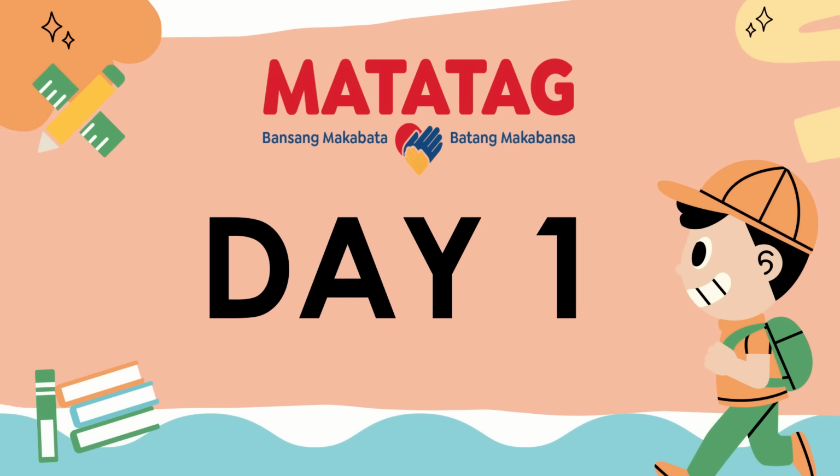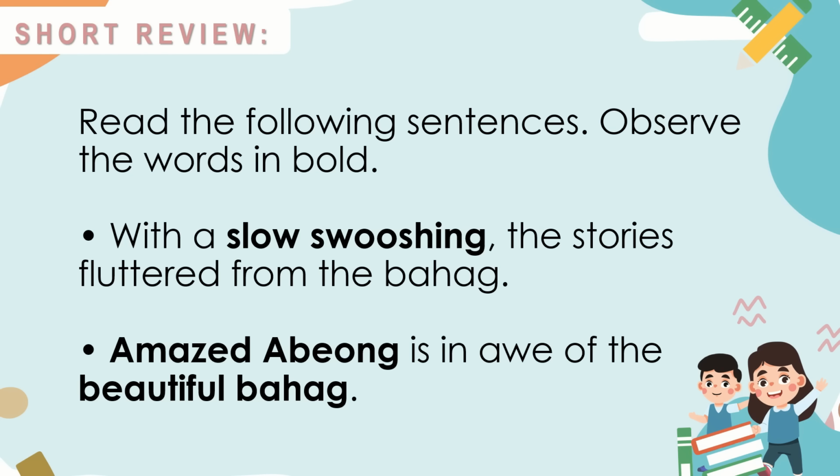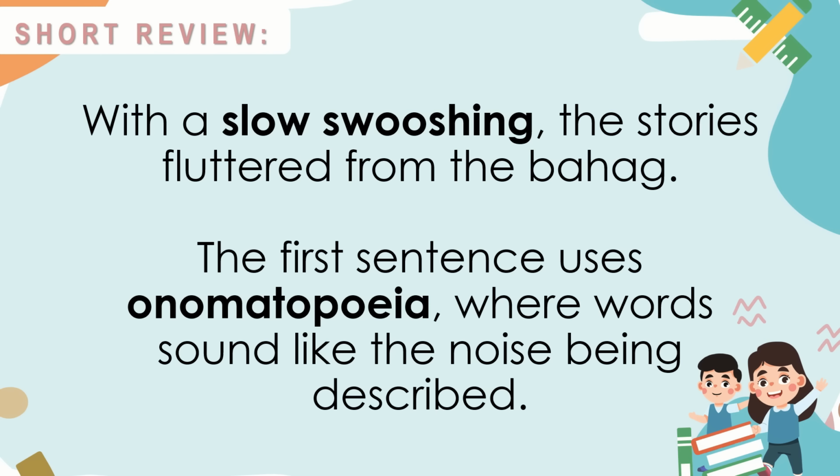For day 1, read the following sentences. Observe the words in bold. With a slow swooshing, the stories fluttered from the bahag. Amazed Abyong is in awe of the beautiful bahag. In the first sentence, with a slow swooshing, the stories fluttered from the bahag. The first sentence uses onomatopoeia, where words sound like the noise being described.